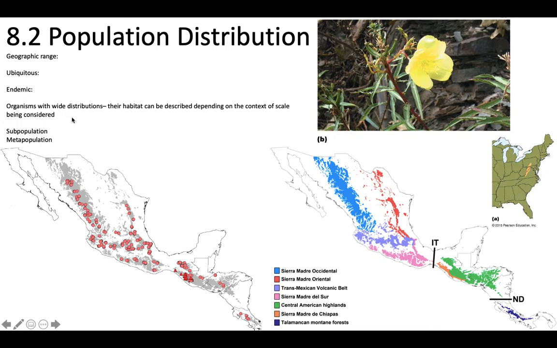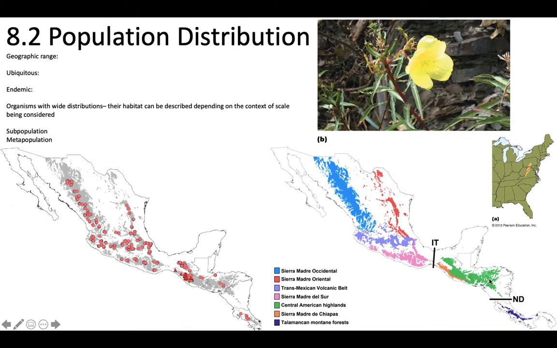And then when we're thinking about organisms with wide distributions, their habitat can be described depending on the context of scale being considered. So ephippiatus can be found across a wide geographic range, but within that range, it actually inhabits some ecologically distinct regions. Each of these colored regions represents a different mountain range in Mexico and Central America. So this is the Sierra Madre Occidental, Oriental. These are all mountain ranges. That's what Sierra means, mountain. The Trans-Mexican Volcanic Belt is here. Sierra Madre del Sur is here. These are higher elevation areas that ephippiatus lives in, and each of them has its own geologic history and distinct ecology. So these are what are termed ecoregions. We'll talk about ecoregions later on.